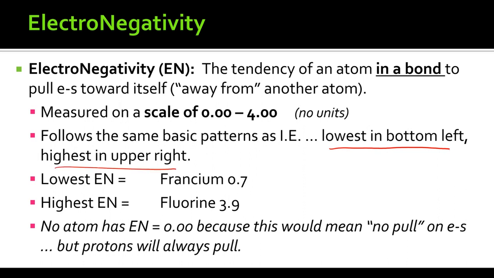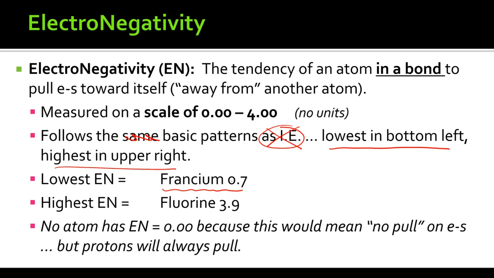Now, we haven't talked this year about ionization energy yet, so we aren't going to be able to refer to this just yet, so don't worry about that. But it follows the basic pattern of lowest in the bottom left and highest in the upper right. So on your periodic table, down in the bottom left corner, you'll find francium.